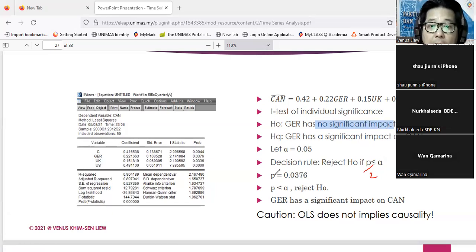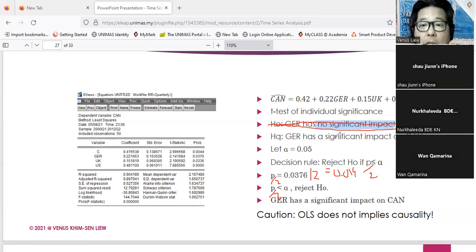Now the p-value is 0.0376. So you have to divide it by 2, which is about 0.019. And you compare with alpha, that is less than alpha. So p divided by 2 is less than alpha. Reject the null hypothesis. And so the conclusion is it has a significant impact.